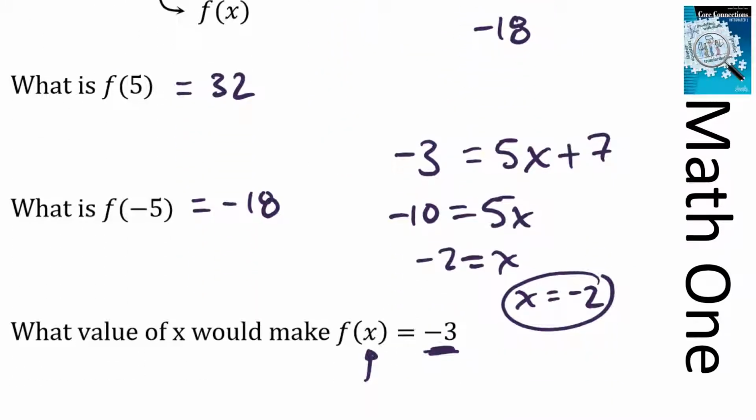So again, we obtain that by basically looking at our function, the rule for our function, 5 times the input plus 7, and then just setting that equal to negative 3 and then solving for x.